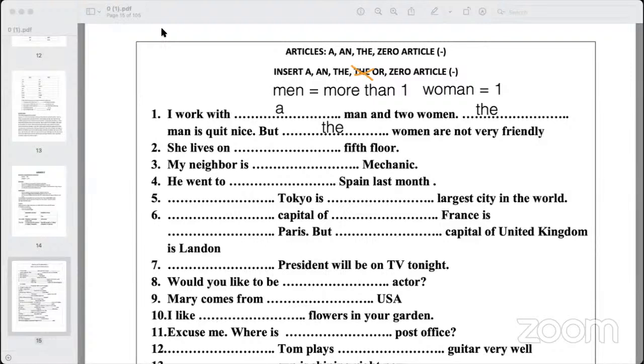Did you all understand the first question? Guys, did you all understand the first question? Is there anyone that is not sure with the answers?